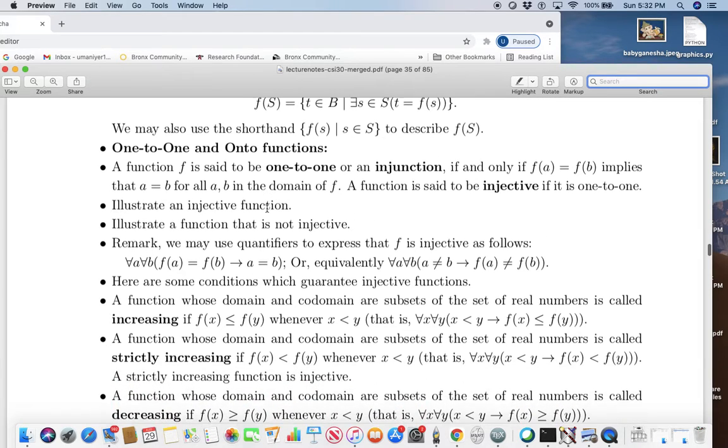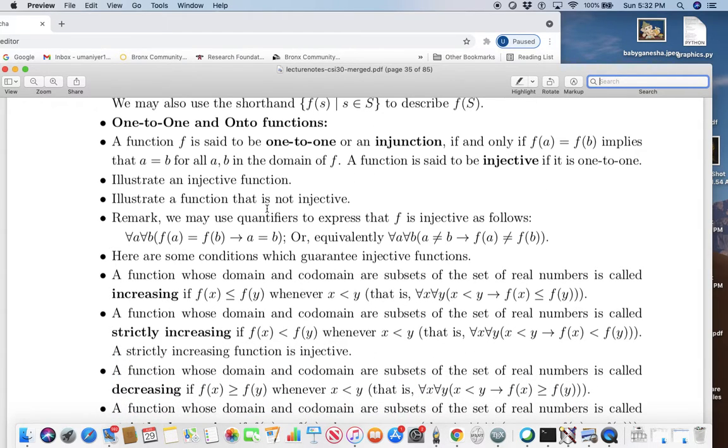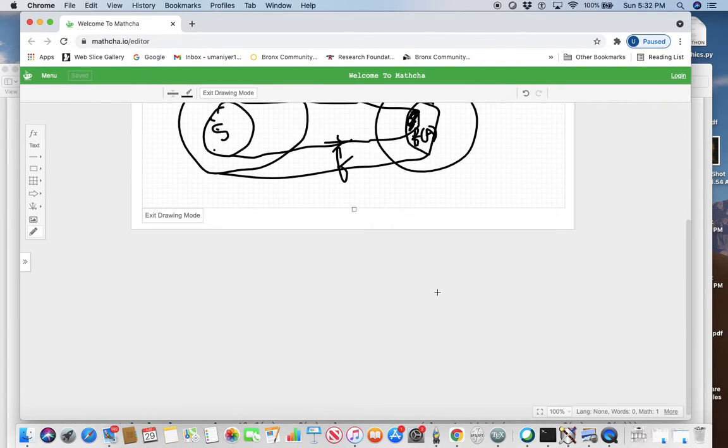All right. One-to-one and onto functions. A function f is said to be one-to-one or an injection if and only if f(a) equals f(b) implies that a equals b for all a, b in the domain of f. A function is said to be injective if it is one-to-one. Okay. What is a one-to-one function?